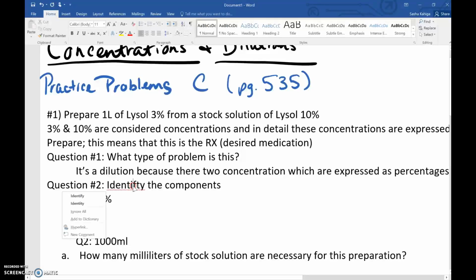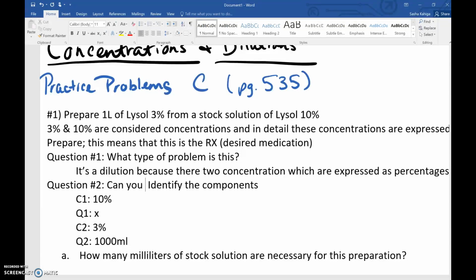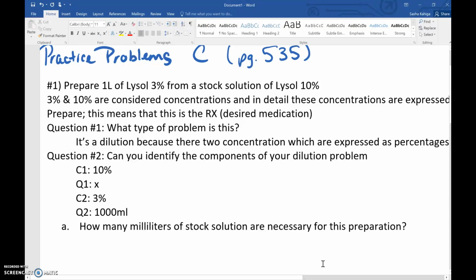So question number 2 is, can you identify the components of your dilution problem? We've done that, or I've done that for you. Now that you have this information, question 1A says how many milliliters of stock solution are necessary for this preparation?